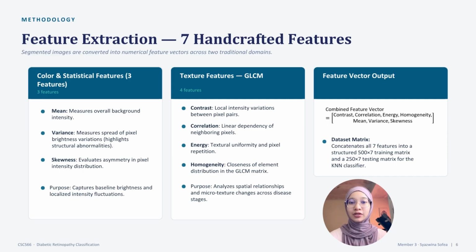variations, and skewness evaluates the asymmetry of the pixel intensity distributions. So together, these three values describe how bright, spread out, or lopsided the pixel values are, which helps us detect structural abnormalities like hemorrhages and exudates.